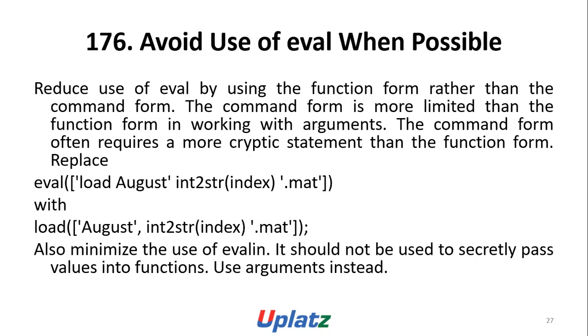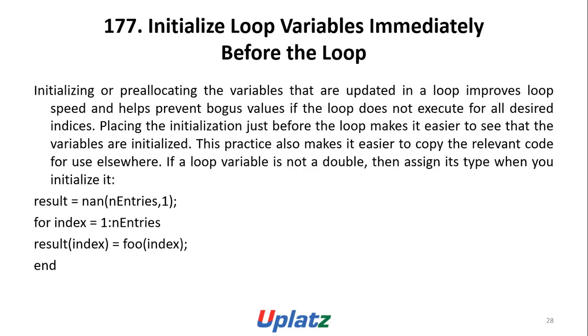Reduce use of eval by using the function form rather than the command form. The command form is more limited than the function form in working with arguments. The command form often requires a more cryptic statement than the function form. Replace eval load August integer to string index.mat with the function form of load, and also minimize the use of evalin. It should not be used to secretly pass values into functions. Use arguments instead.